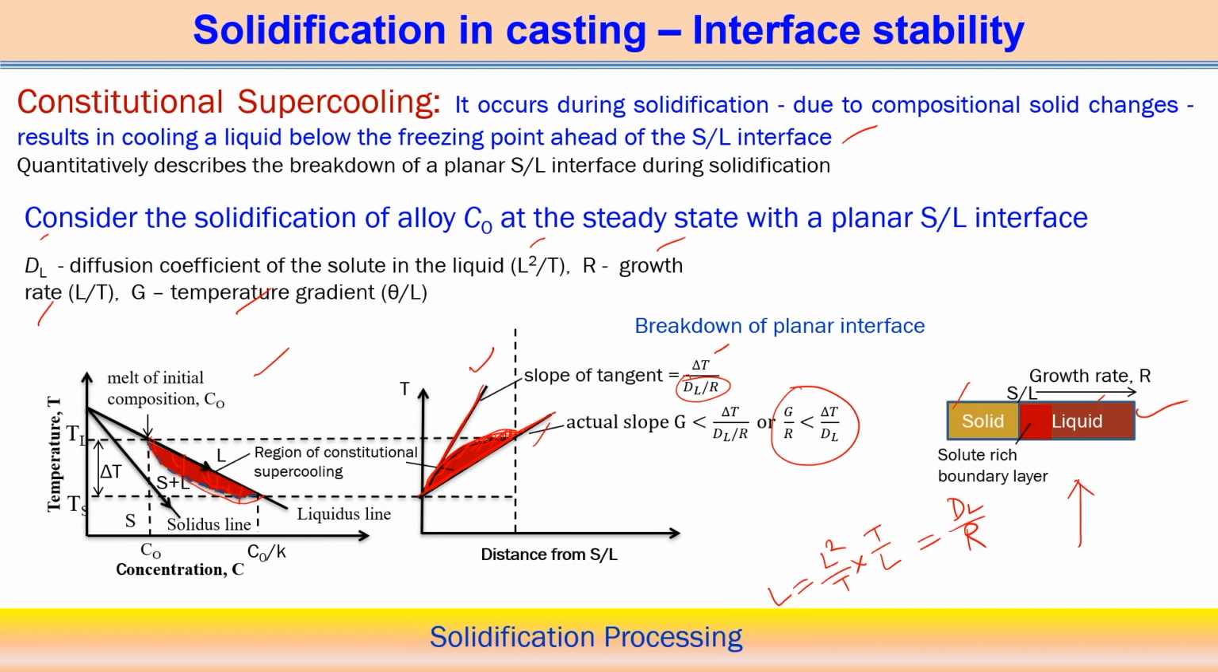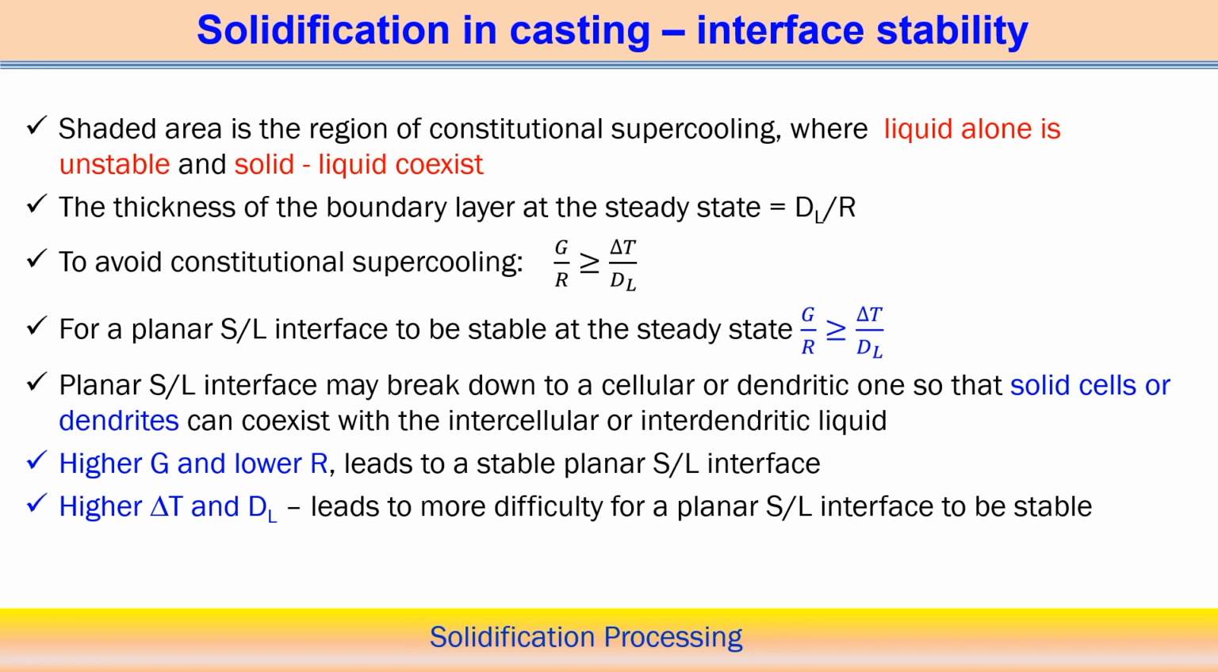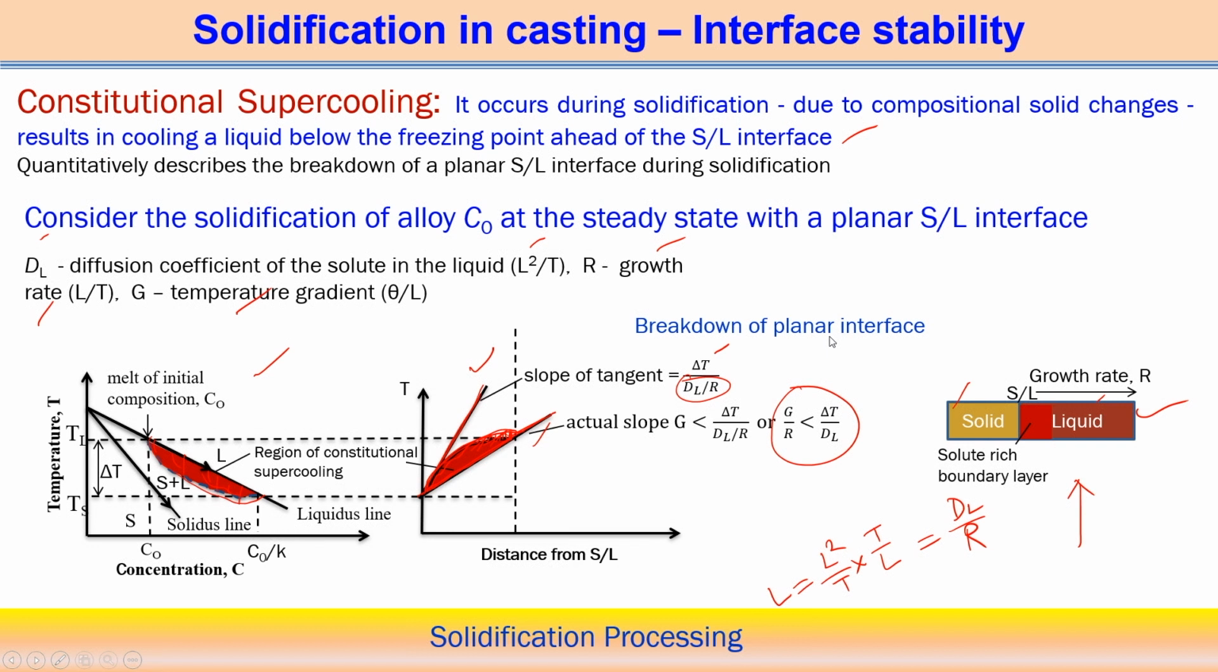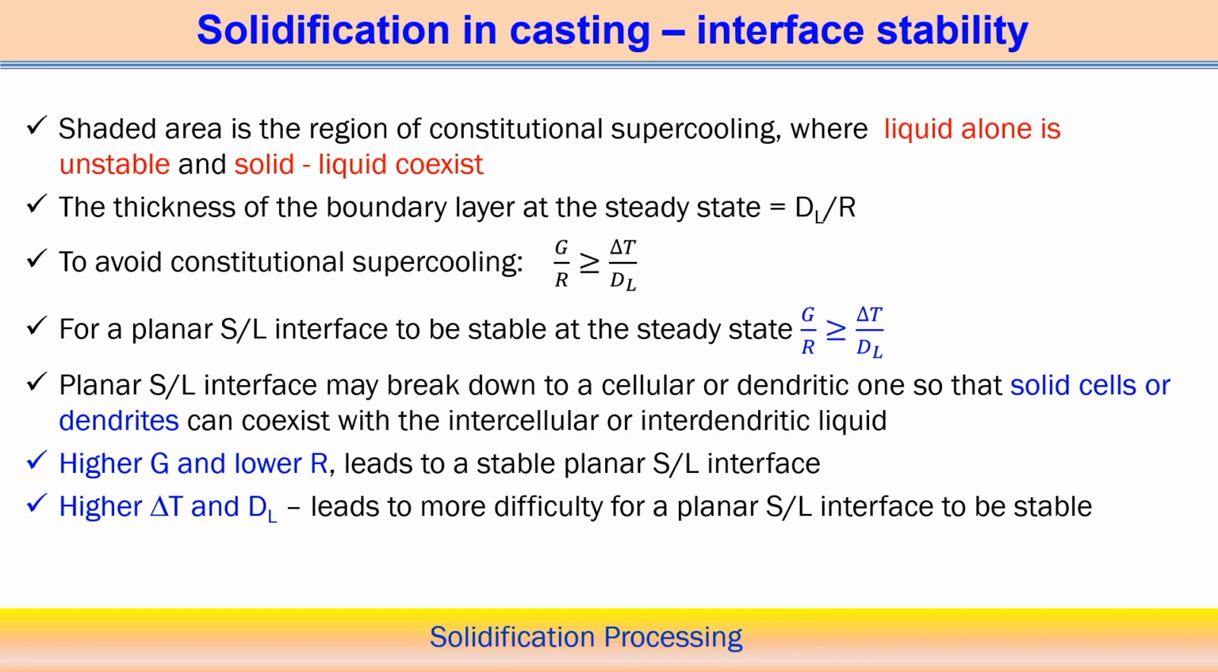This condition actually indicates the breakdown of the planar interface. We further analyze this part. The shaded zone is the region of constant supercooling, where the liquid alone is unstable, and here solid and liquid coexist. In this particular zone, ahead of the solidification front, they create a kind of boundary layer, and that boundary layer can be defined by the diffusion coefficient of the solid in the liquid divided by the growth rate. So, that actually defines the amount of the boundary layer between the solid and the liquid phase.